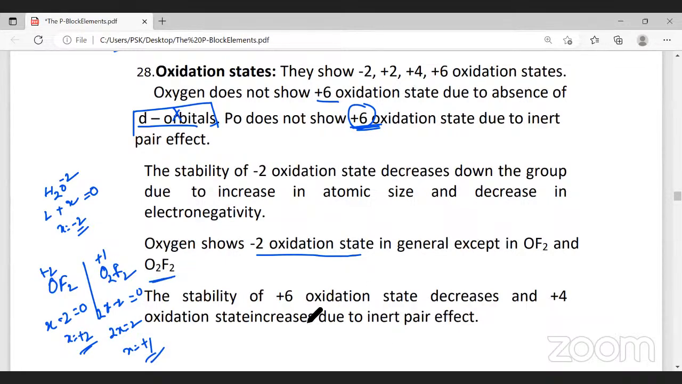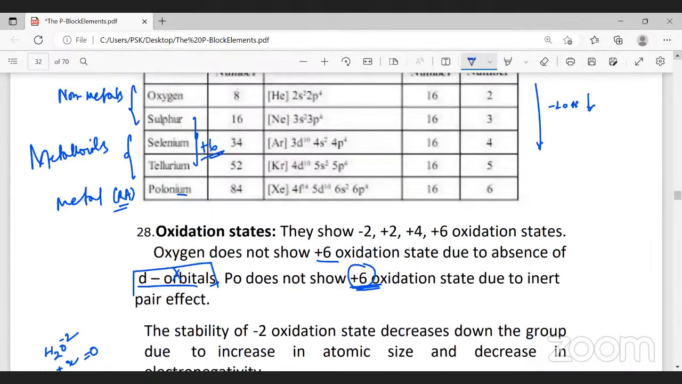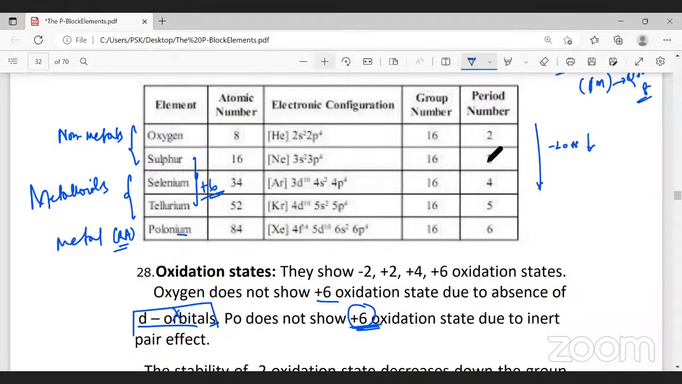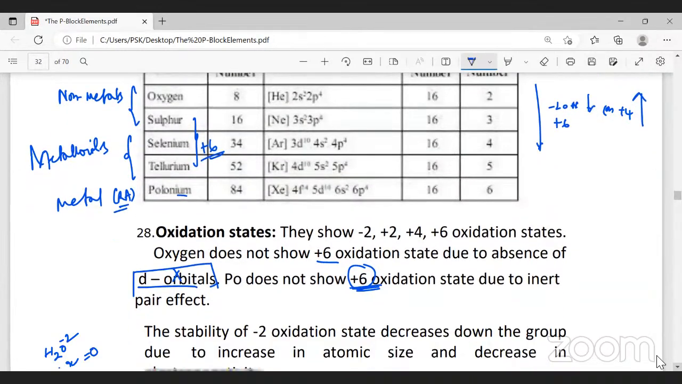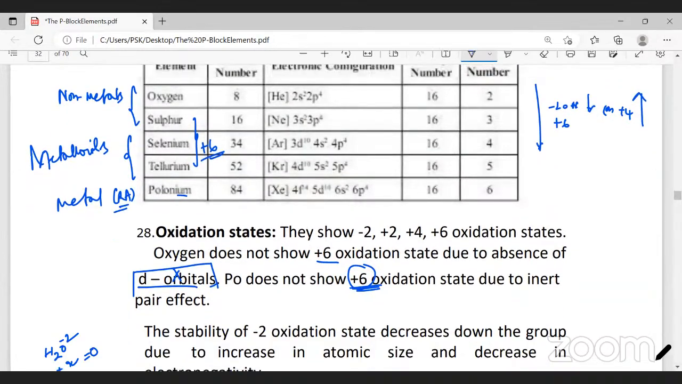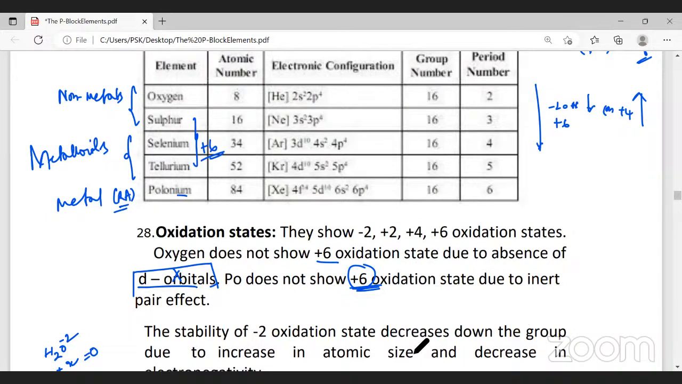The stability of +6 oxidation state decreases and +4 oxidation state increases due to inert pair effect. As you go down the group, the stability of +6 oxidation state decreases, but +4 oxidation state increases due to inert pair effect. So far, you should remember, the oxygen family, 16th group element, is also called chalcogens because it can form ore.